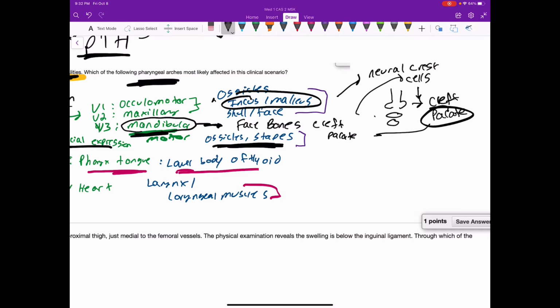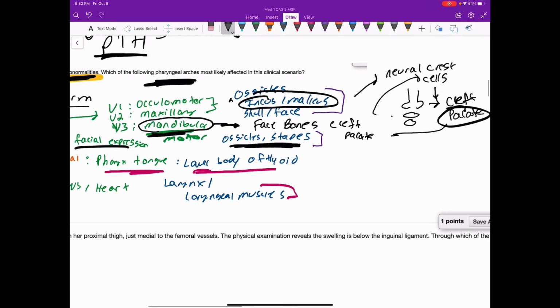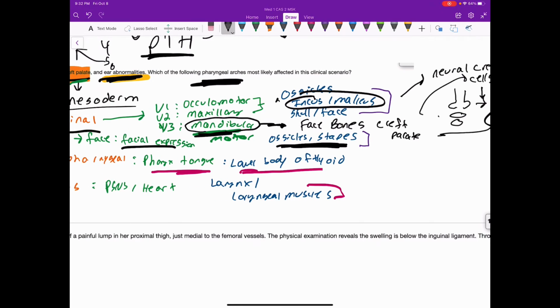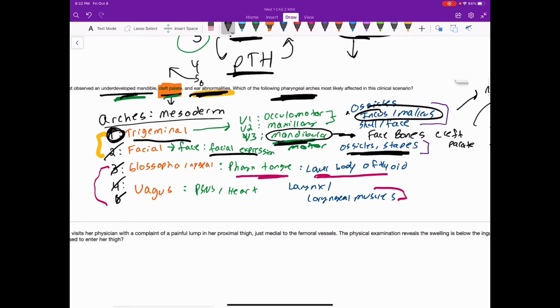So now, let me take it from the top here. Okay, so we would be able to eliminate that, but what does the question stem say? So we have underdeveloped mandible, so boom. What do we have? Arch 1. Okay, so that's going to be a defect. We're going to have cleft palate, boom, arch 1. And we're going to have some ear abnormalities, so that's also arch 1.